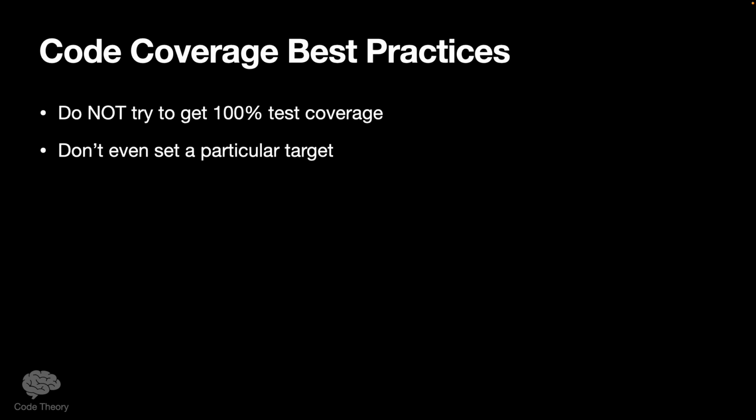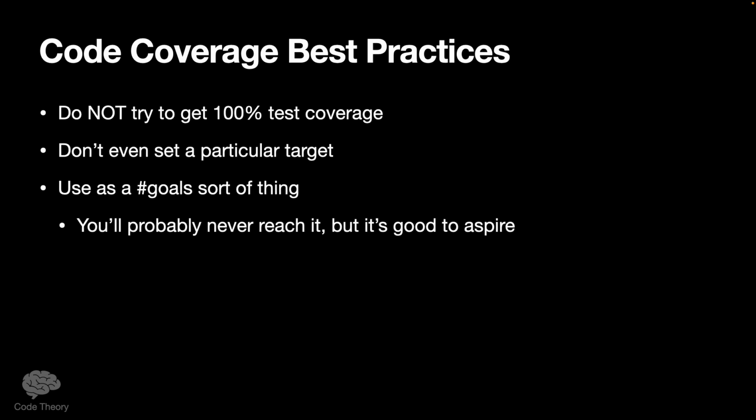Again, just don't say, oh, 80% is my goal. Don't have goals, right? Instead, use the coverage as a hashtag goals, right? Oh, cool, you know, we're at 60%. It would be great if we could make that better, right? Don't put numbers on it, okay? Even though it's about numbers, right? Make it aspirational, something that you can aspire to.